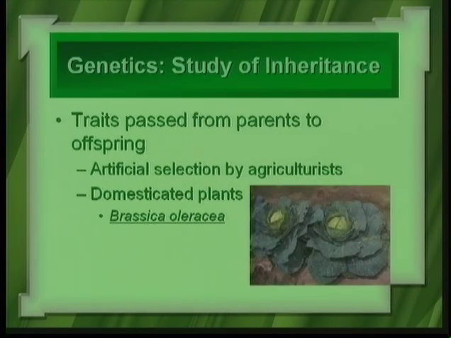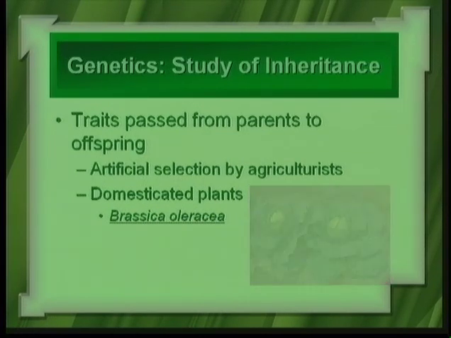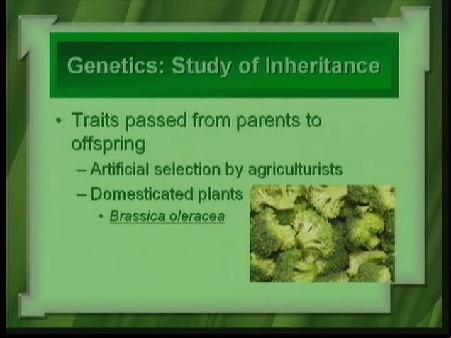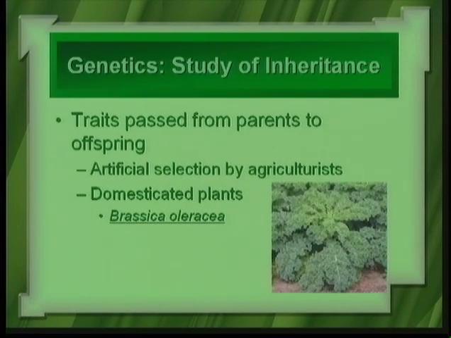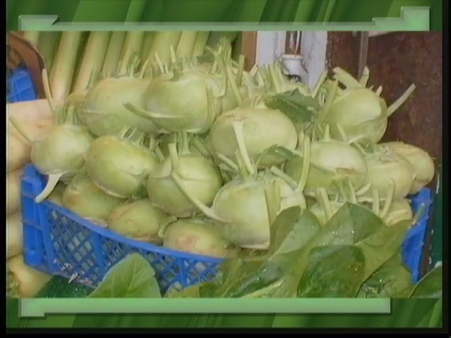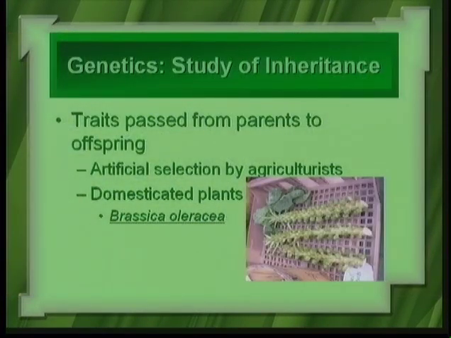And then another kind of domesticated plant, which is kind of famous, is cabbage, also broccoli, and also cauliflower. Take a look at these, and also kale. I think this is called kale. And we have kohlrabi. That's magnificent. Look at those guys. And then you have Brussels sprouts.